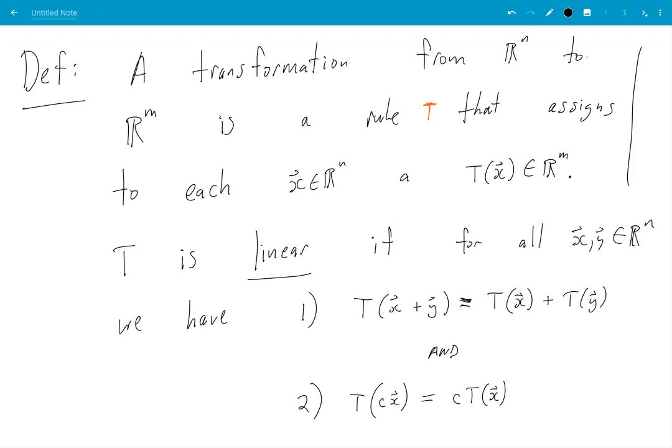Okay, so a transformation is almost anything, it just has to be some rule that assigns to each x a T of x. Okay, but we can also talk about a linear transformation with the conditions given here, 1 and 2. Okay, 1 is like a distribution. You have T kind of distributing across the x and y. And here you can kind of factor out scalar multiples.